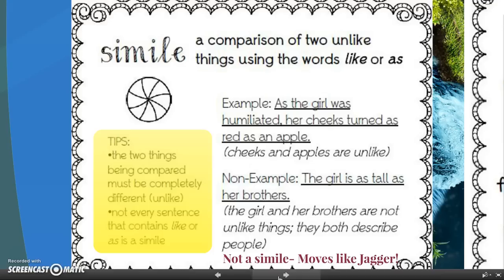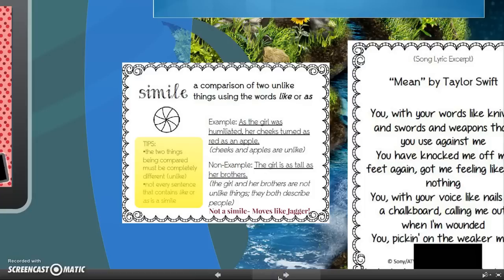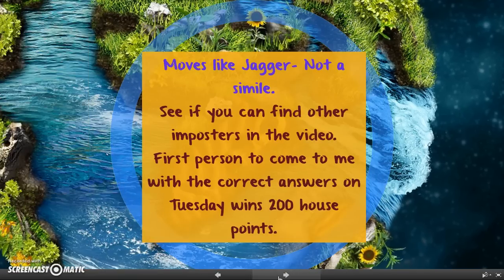And don't forget that just because you see the word like or the word as does not mean that's a simile. So I'm making a video very soon, and in the video, there's "moves like Jagger." No, you're a human. Jagger's a human. That is not a simile. So in this video, see if you can find any other imposters. First person to come to me with the correct answers on Tuesday will win 200 house points for their house. Okay, so tell me all the imposters you see besides moves like Jagger in this video.